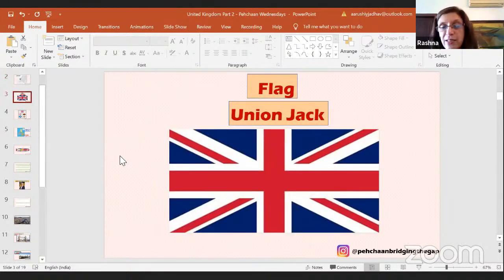Yes, Karan told us that the flag is called the Union Jack. We know that. He also told us because union means united. Who is united? That we will see in the next slide. Next slide, please.